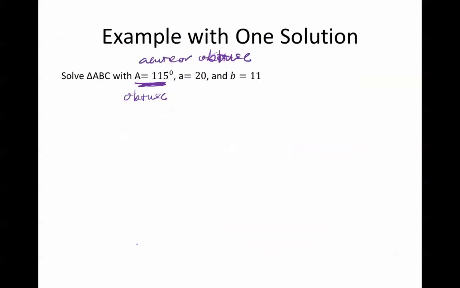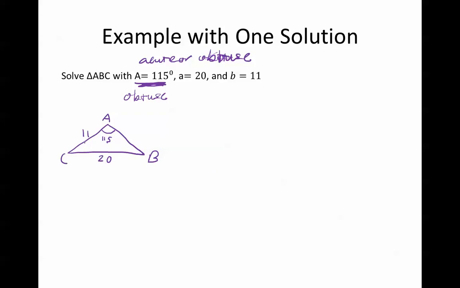So since we have one triangle, we're just going to do it like we did the last problem. Okay, we're going to draw a picture. This is a triangle that definitely works, and it's going to be done exactly how we did the last one. So that's 115, and so that's my A right there. So that means this side is 20. That one will be B, and that one will be C. And so this side over here is 11. So there's a nice picture of what we're doing.